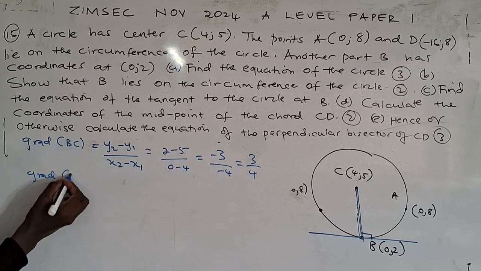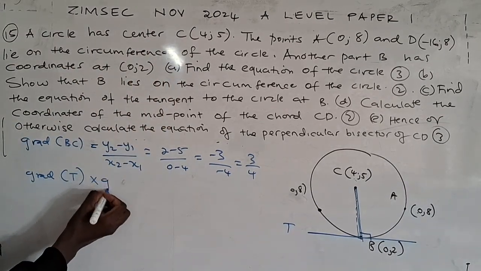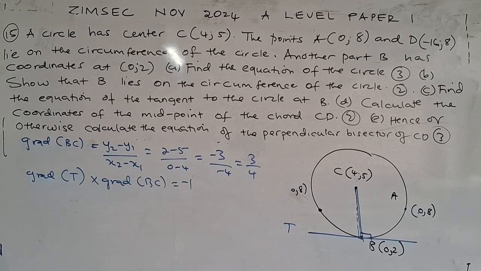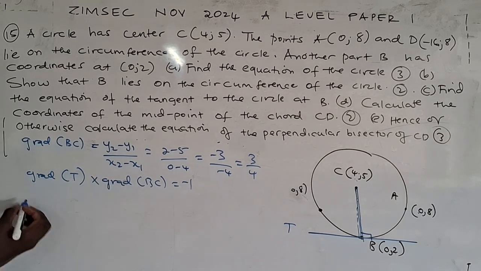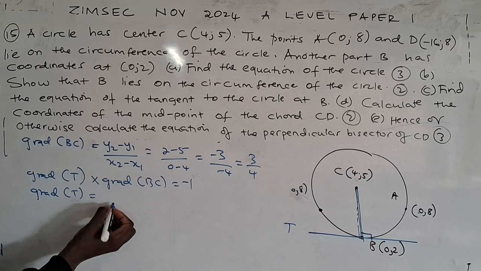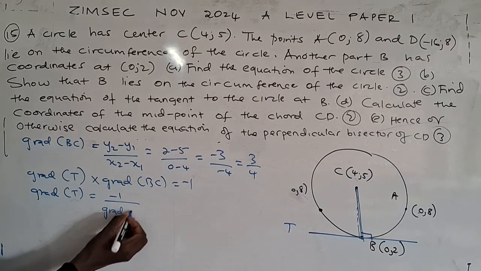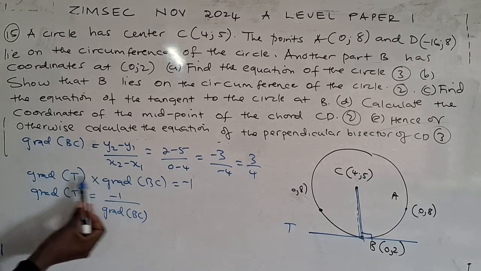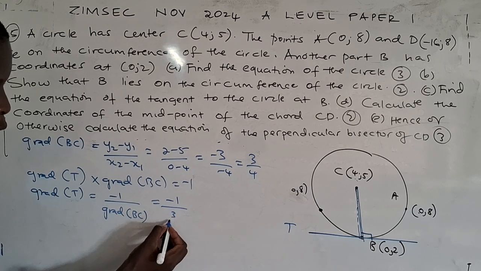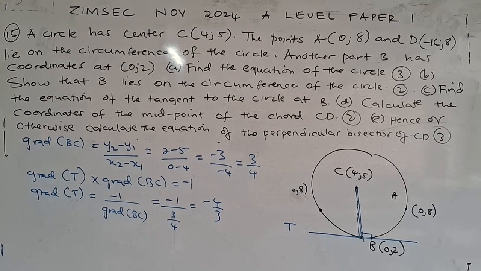Now, what is the gradient of the tangent? I'm going to call the tangent T. The gradient of the tangent multiplied by the gradient of BC should give you negative 1, because the normal and the tangent are perpendicular lines. So the gradient of the tangent is equal to negative 1 divided by the gradient of BC, which is negative 1 over 3 by 4, which is equal to negative 4 by 3. This is the gradient of the tangent.